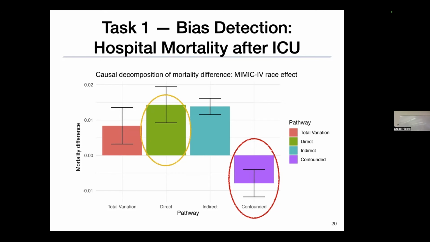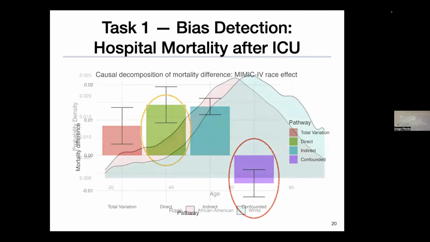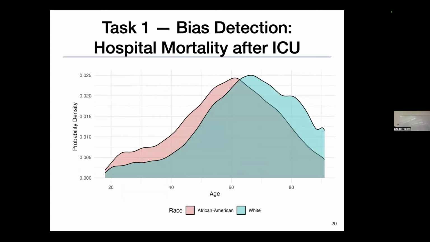But what I want to do now is zoom into the confounded effect and give you an explanation of why there is a difference. So this is the age distribution between African Americans and white people admitted to this ICU. You see a clear shift between these two distributions, which means that African American patients are admitted on average 10 years younger.